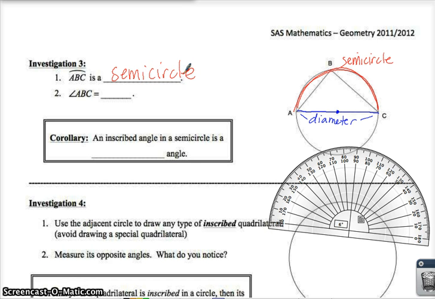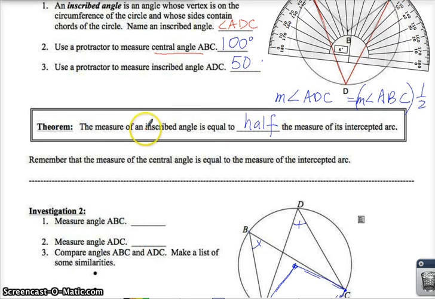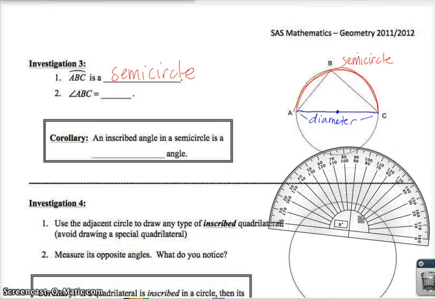Well, if arc ABC is a semicircle, then what does the measure of angle ABC equal? Well, we just learned on the previous page that an inscribed angle is half the measure of its intercepted arc. Well, here's an inscribed angle. ABC is an inscribed angle, so therefore it must be half the measure of its intercepted arc.